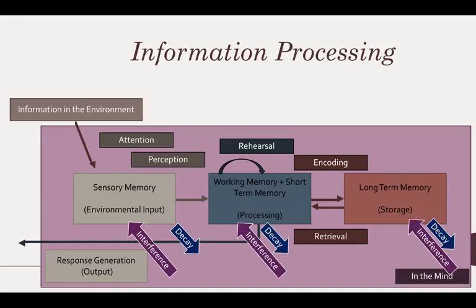Hopefully you said something like: information enters through the environment and goes to our sensory memory through the processes of attention and perception. Some of that information is processed in working memory. Through the process of encoding, some of that information is stored in long-term memory. We're also able to retrieve that information from long-term memory and spit it back out through response generation. And of course, the processes of interference and decay could interrupt memory at every step.